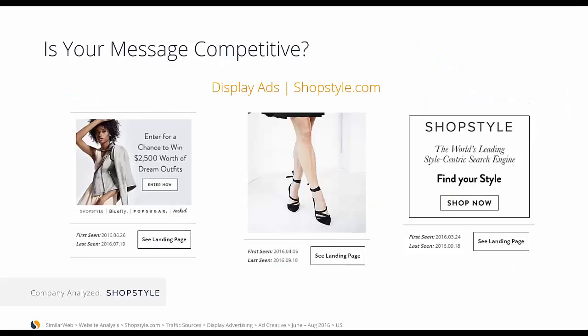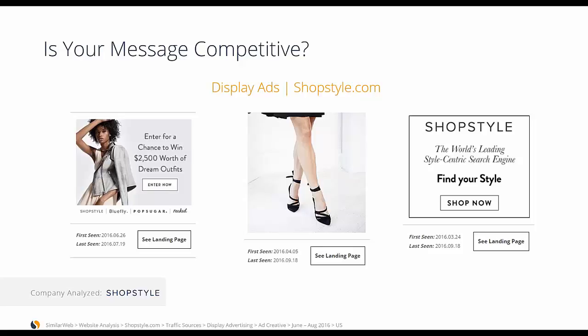The next thing you can do is peek into the messages of your competitors. Are your messages competitive? We talked about this before with search, but we can look at what the different competitors are advertising. We see here that ShopStyle is advertising a $2,500 dream outfit competition. They're trying to get people to click. They're trying to get people to visit.